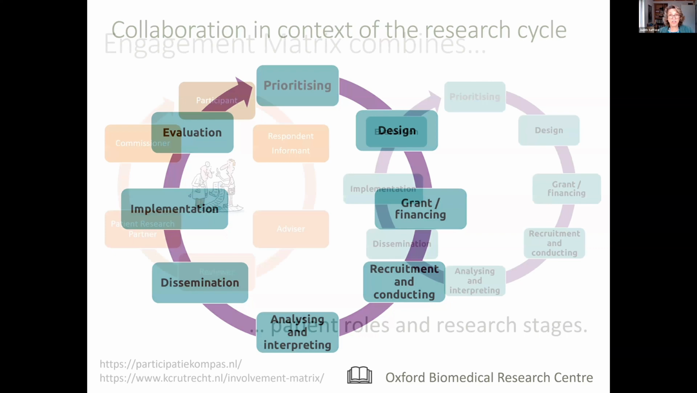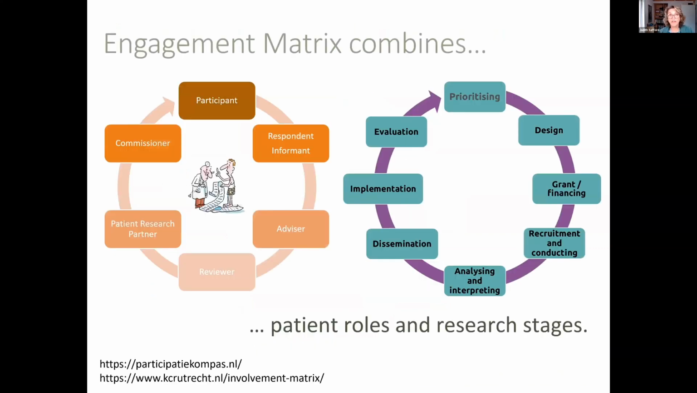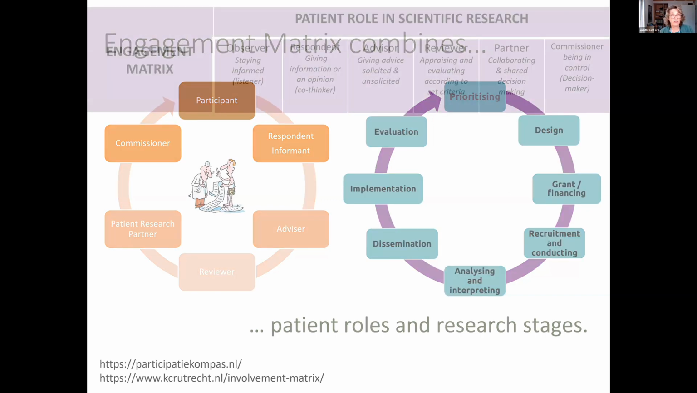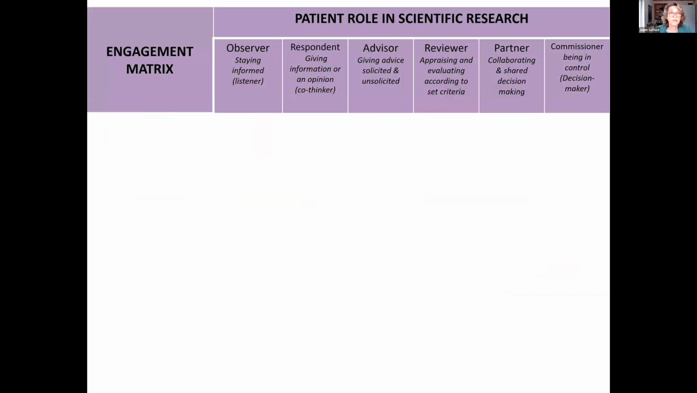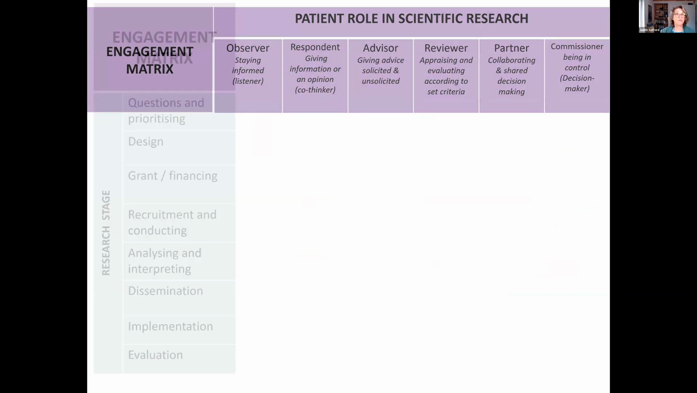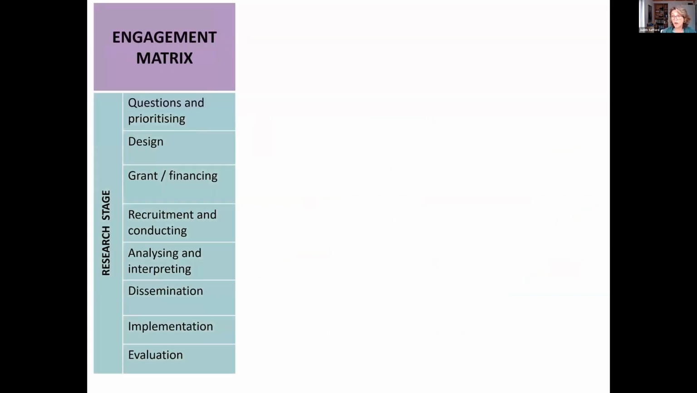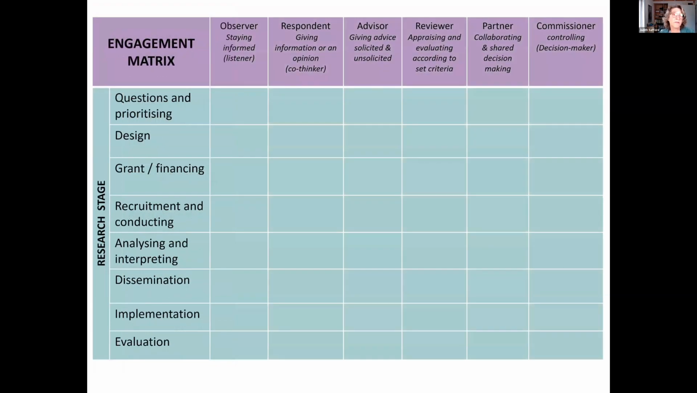So we put these two things together and we make the engagement matrix, combining the different patient roles and the research stages. And the way it looks is like this. You can put along the horizontal axis the different types of patients. And on the vertical axis, you can put that cycle, or whatever research cycle you decide upon, depending on your project. And if you match them, voila, there is your engagement matrix.